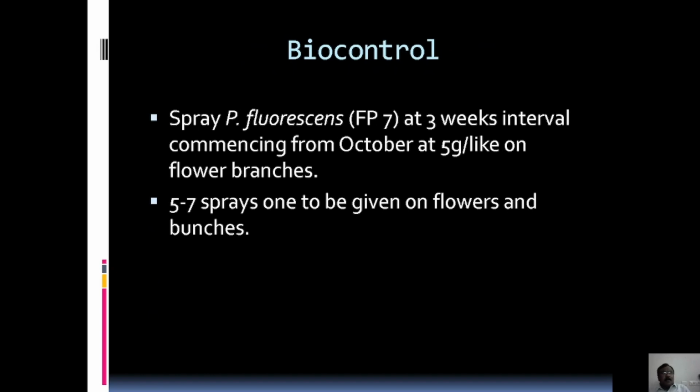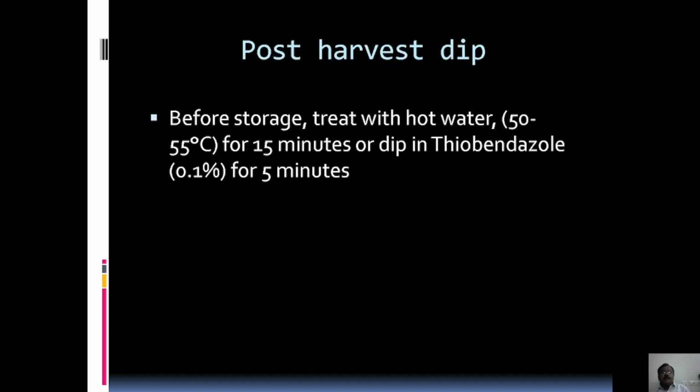Besides, some of the biocontrol agents which are specific to the pathogen, that is Pseudomonas fluorescens FP7, may also be applied at 3 weeks interval commencing from October at the rate of 5 grams per liter of water on the flower bunches, which reduces the infection ratio. 5 to 7 such sprays are required to reduce the infection.